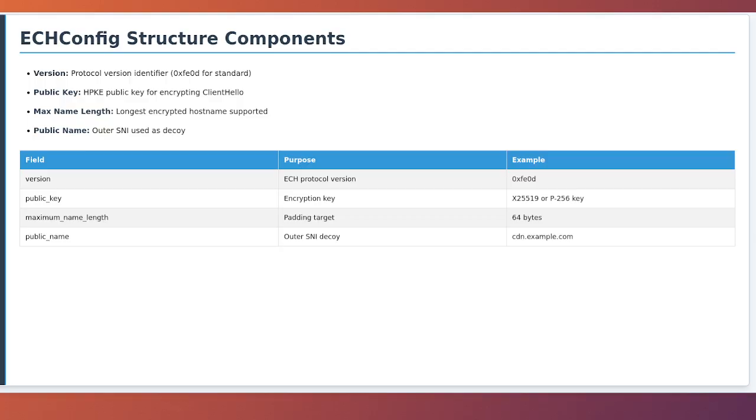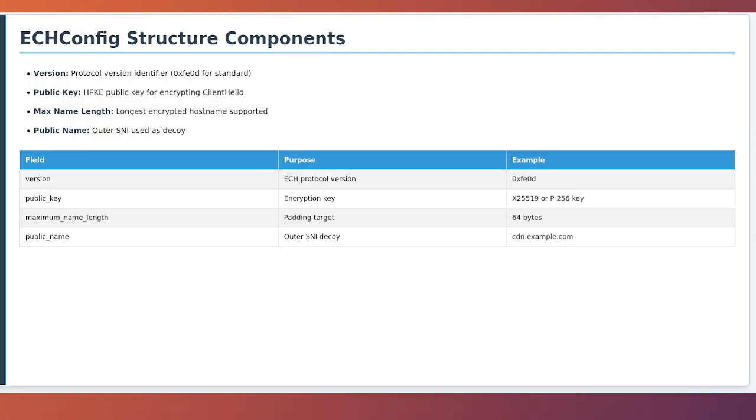The ECH config also includes a maximum name length field, which specifies the longest name that can be encrypted in the ClientHello. This length limitation exists because the encrypted ClientHello needs to be a fixed size to avoid leaking information about the actual target hostname through length analysis. If your target hostname is shorter than the maximum, it will be padded to the specified length.